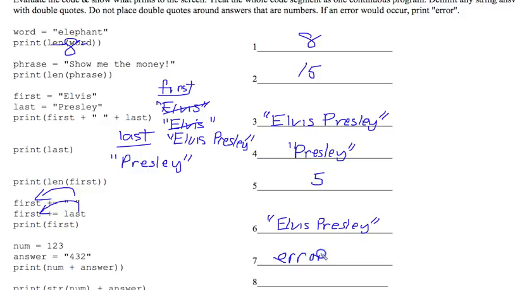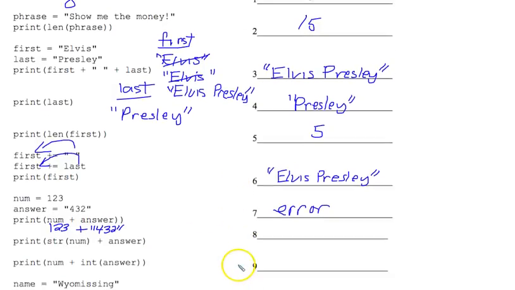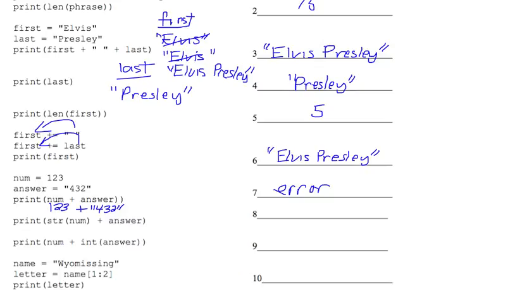You can't take a number like 123 without quotes around it and add it with a plus to the string "432". Now in Java, that some of you will study later on here at Why I'm Missing, that would be legal, but you can't mix apples and oranges in a sense here in Python. It gives you an error. Sorry about that.